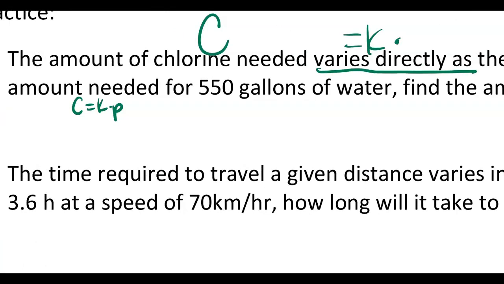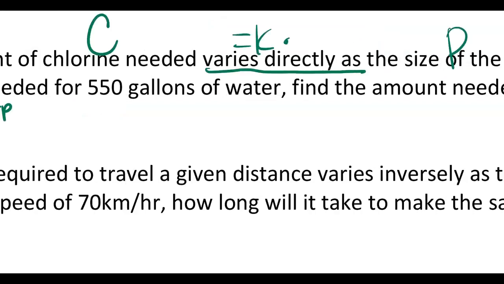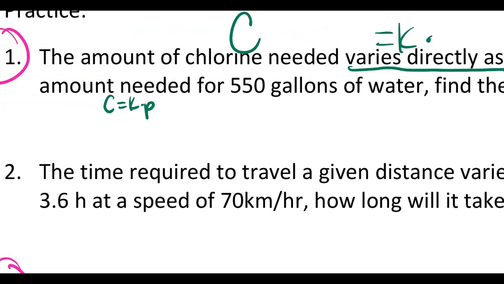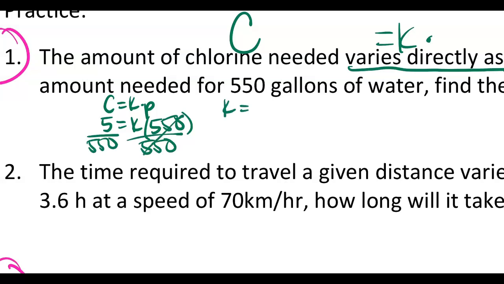And I specifically need to plug in that first part, which was the 5 units of chlorine. So the amount of chlorine, the 5, is going to equal K times P, which is the size of water, the 550 gallons needed for that swimming pool. Okay, so I'm going to go ahead and solve it. I'm going to divide both sides by 550. So K is going to equal, if I plug it in my calculator, a decimal. I know I'm probably going to ask you guys to write this as a fraction, so let's make this 1 over 110, because you can divide that by 5.